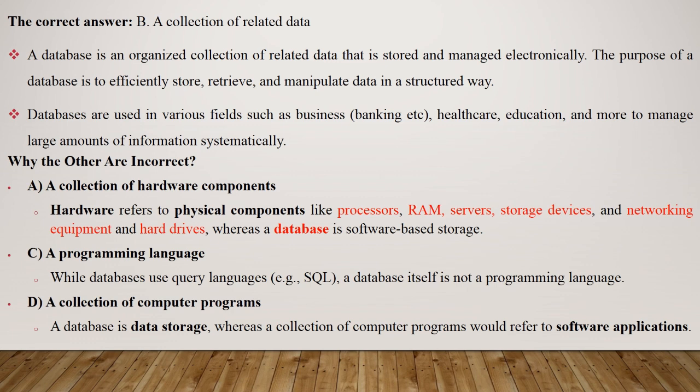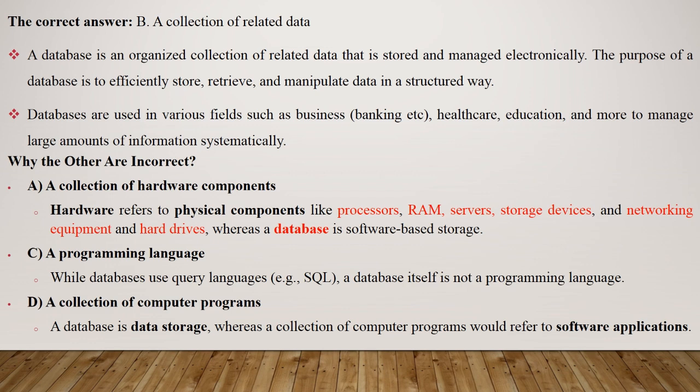Why are the others incorrect? The first one is a collection of hardware components. A database by itself is not hardware, but hardware is one of the components of a database management system. When you say hardware, it means physical components like the processor, RAM, servers, storage devices, network equipment, hard drives. Network equipment may be switches, servers, cables, a lot of things. But a database by itself is software-based storage.